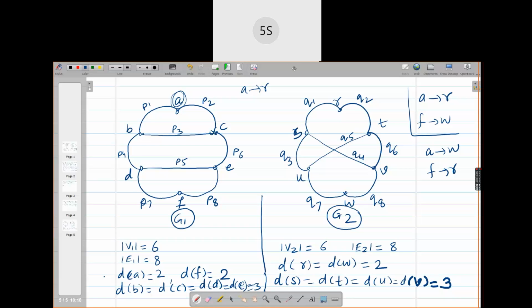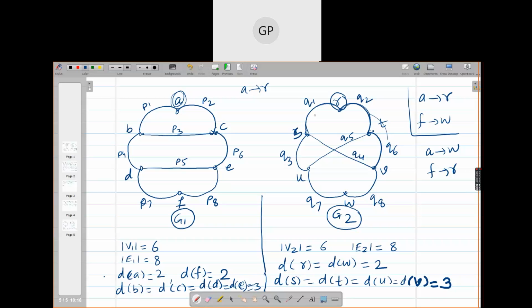Yes, ma'am. But what is happening in G2? Tell me. With R, the degree of R is 2. R is adjacent with 2 degree 3 vertices, S and T. But S and T are not adjacent between themselves, right? Yes, ma'am. S is adjacent to V and V is not adjacent with R. Correct? Yes, ma'am. Therefore, these two graphs are not isomorphic.